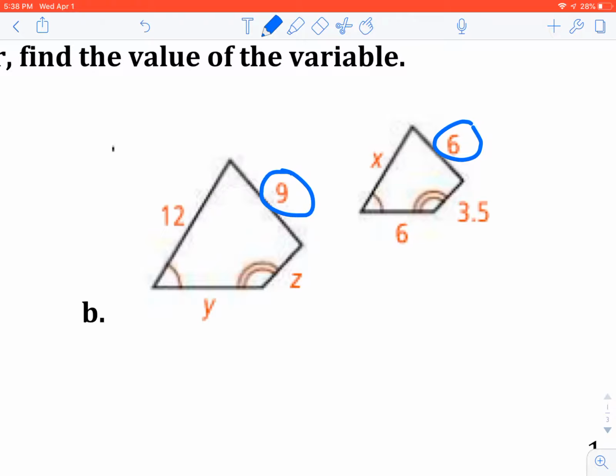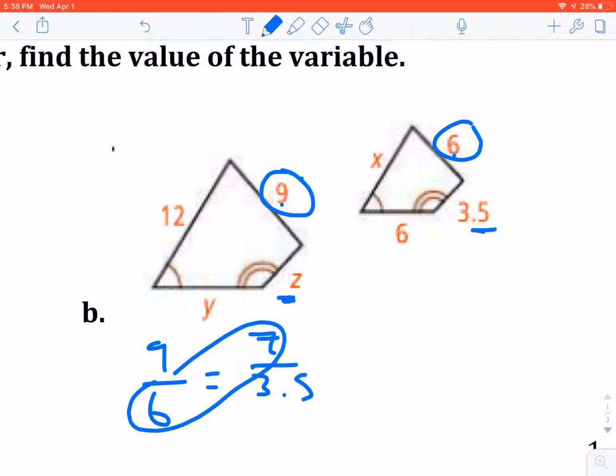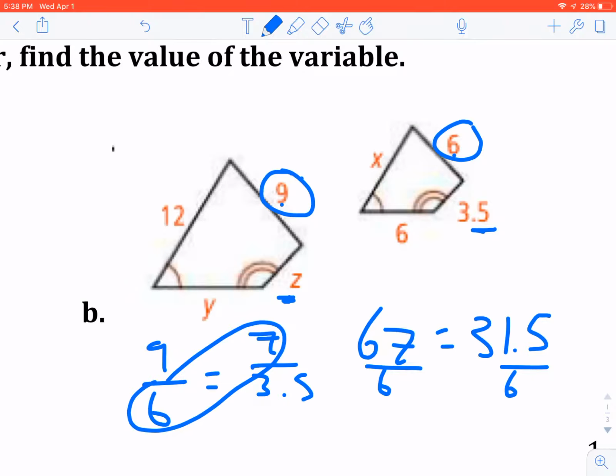So if I wanted to find z, for example, I'm going to compare 9 to 6. Because I'm comparing 9 to 6, then I have to compare z to, I'm sorry, that's not the right side, z corresponds to 3.5. So I compared with 9 on top. That means z has to go on top to 3.5. When I do this, I cross multiply. 6z is equal to 31 and a half. Divide both sides by 6, and z is, I think, 5 1/4.